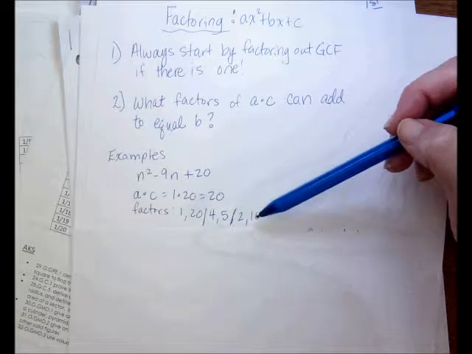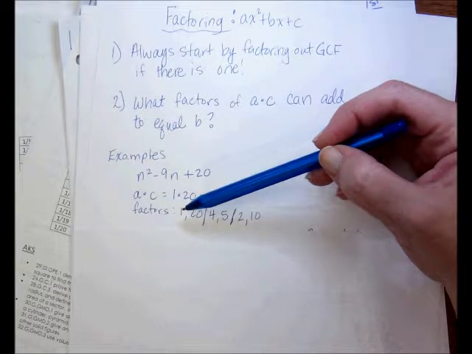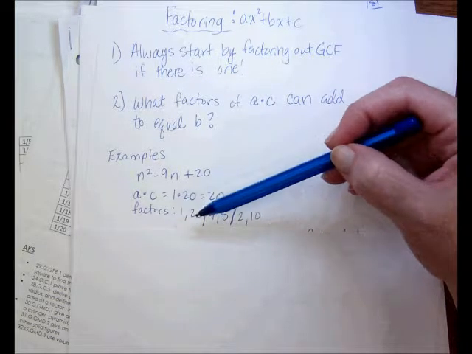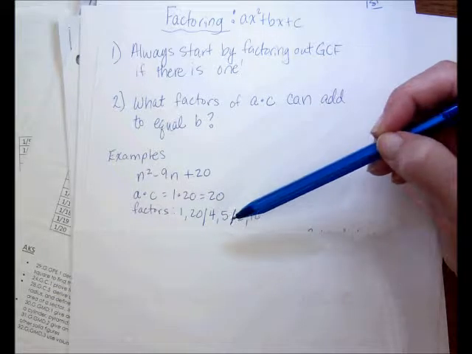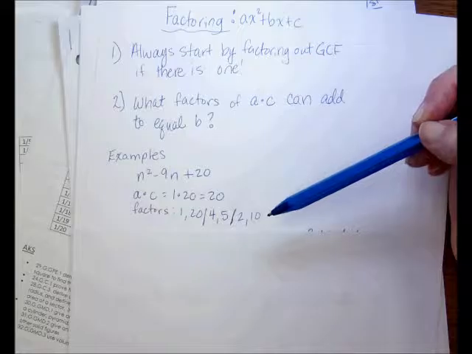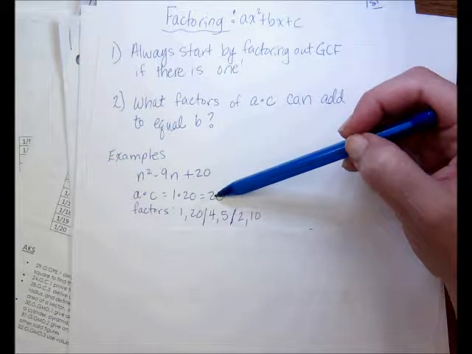So then I have to figure out which combinations, when I multiply them together, is equal to positive 20. So our choices are positive 1 times positive 20, or negative 1 times negative 20, positive 4 times positive 5, or negative 4 times negative 5. Positive 2 times positive 10, or negative 2 times negative 10, because a negative times a negative is a positive.